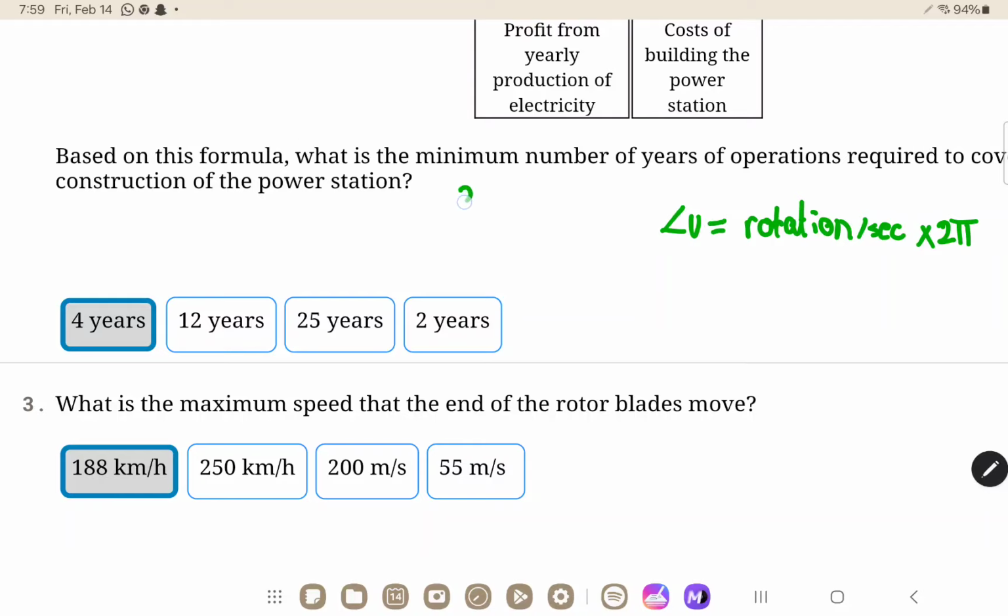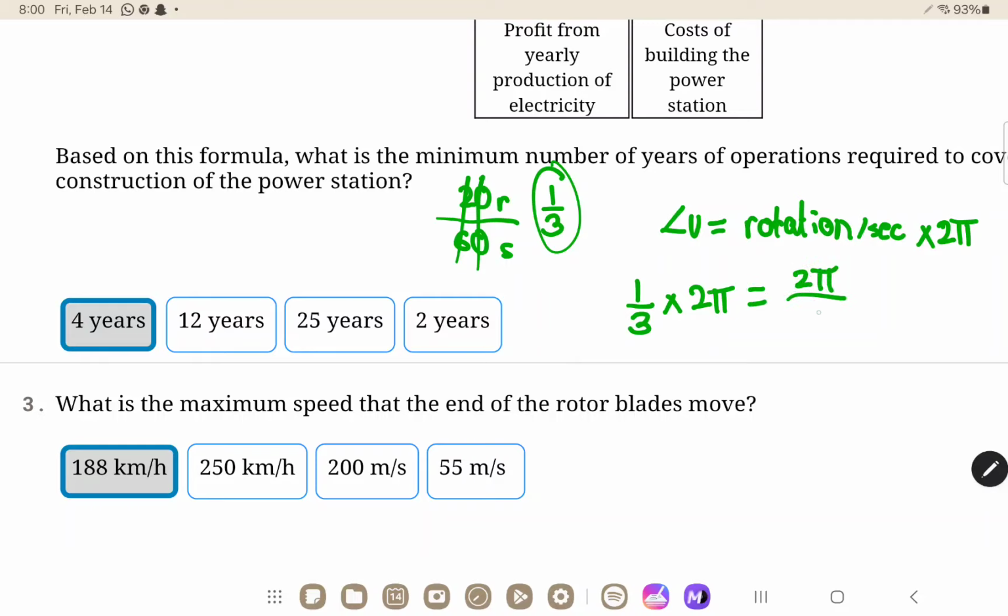They gave us rotations per minute, which is 20 rotations per minute, 1 minute. So 1 minute is 60 seconds. Now, we can simplify this to be 1 over 3. So we have 1 over 3 rotations per second times 2 pi, which equals 2 pi over 3. That's our angular velocity, it's in radians. Now, to find our actual velocity that they're moving, or the speed, it's equal to 2 pi over 3, your angular velocity, times the radius.